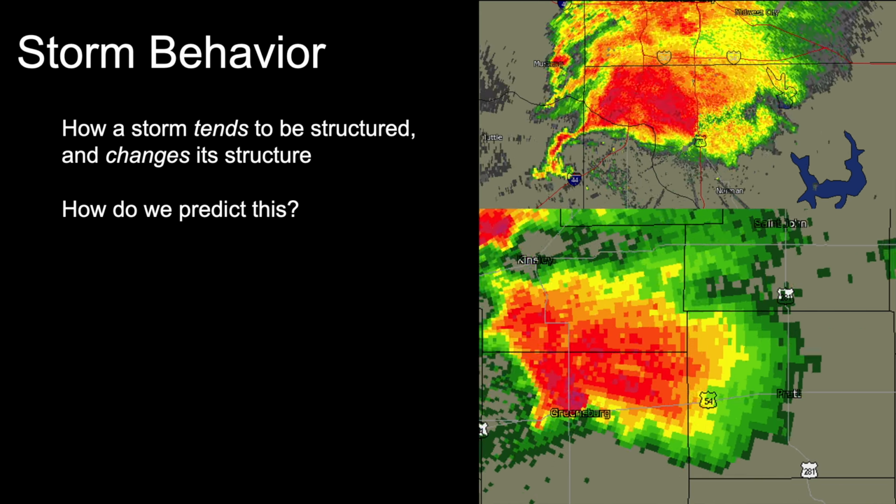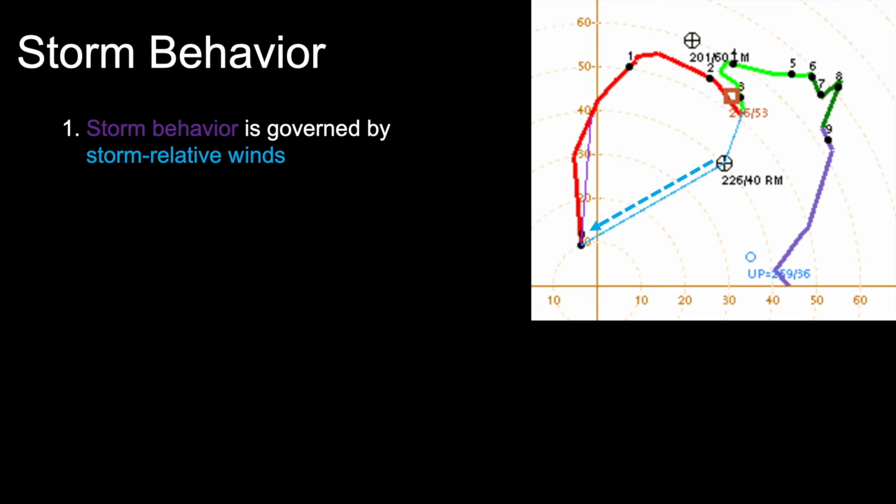So how do we predict this? Well, in the most fundamental sense, the storm's behavior is governed by the storm relative winds that it feels. This is like if you're driving 60 miles per hour on a calm day, you're going to feel 60 miles per hour wind at your face. That's what you're feeling relative to the ground. So in this case, the storm's cruising at 40 knots, and it's going to be feeling about 40 knots of flow from the surface here.